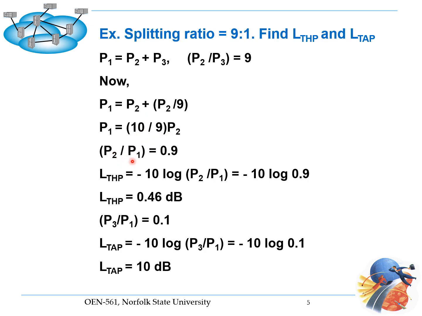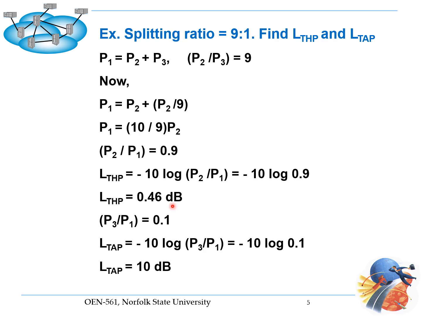And therefore P2 divided by P1, we need to bring P1 to the right side, and 10 over 9 to the left side, we'll have 9 over 10 or 0.9. Therefore, throughput loss by definition is minus 10 times log P2 divided by P1, which is 0.9. Plugging here 0.9, we will get the answer after simple calculation 0.46 dB. So the throughput loss in this case is approximately half a dB.